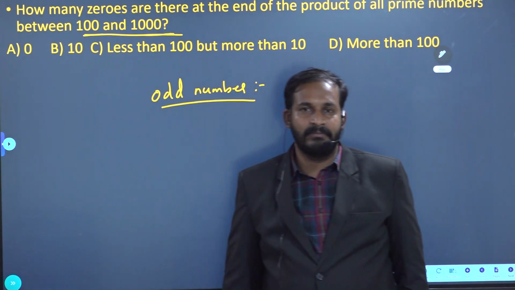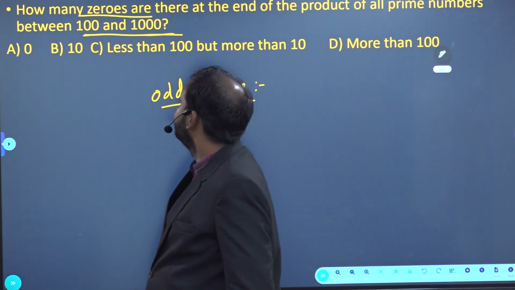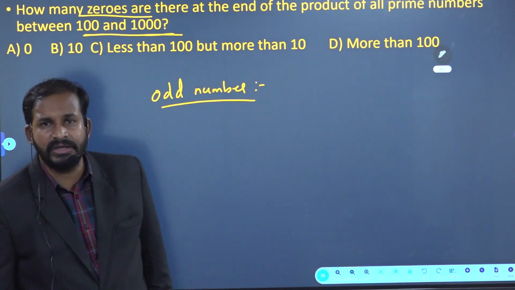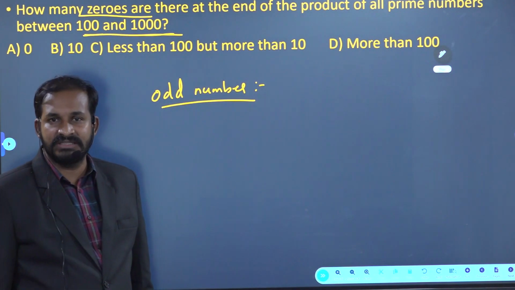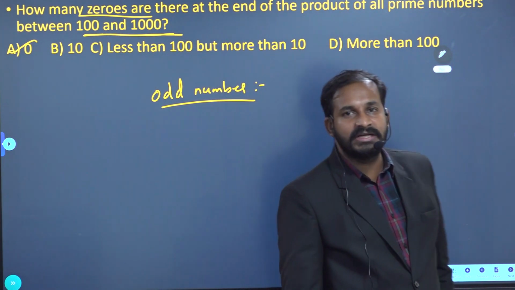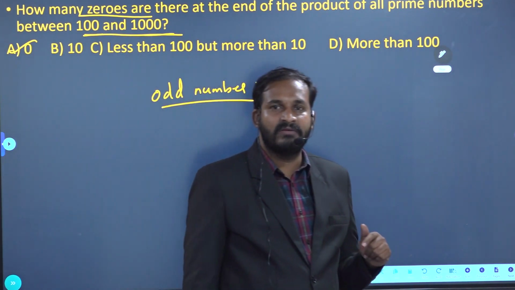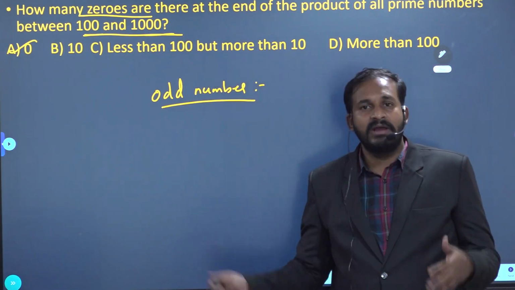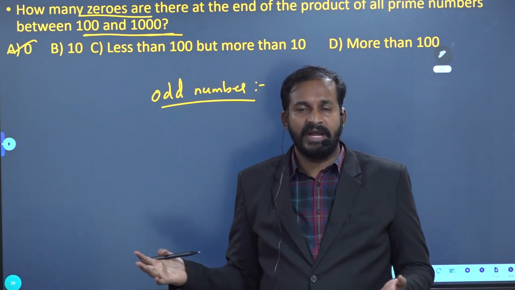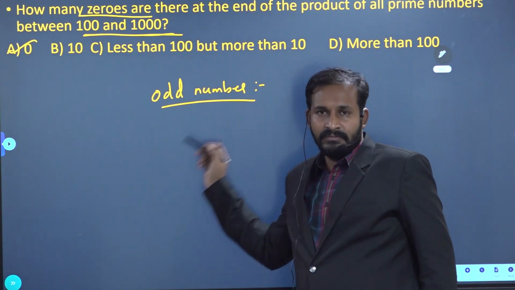Now tell me, if the given product consists of only odd numbers, can we have 0 at the end? We need to find the number of zeros at the end. If the given number consists of only odd numbers, is it possible to get a 0 at the last? No, not at all. Because of that reason, our answer will become 0. Why? Because we get a 0 when we have a pair of 5 and 2. But here, we will not have even one pair of 5 and 2. The reason is, all prime numbers above 100 will be odd numbers. So this will become 0.